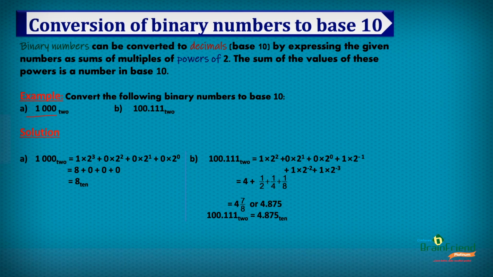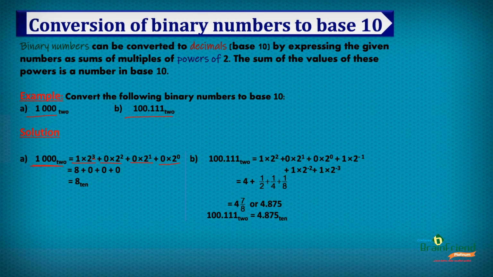1000, 100. Now, to do that, we can go ahead and express these numbers as sums of multiples of powers of 2. And how do we go about that? 1000. So we have 1 multiplied by 2 raised to power 3, 0 multiplied by 2 raised to power 2, 0 multiplied by 2 raised to power 1, 0 multiplied by 2 raised to power 0. Now notice that if we have 4 digits here, like what we have, then our highest power will be 3.